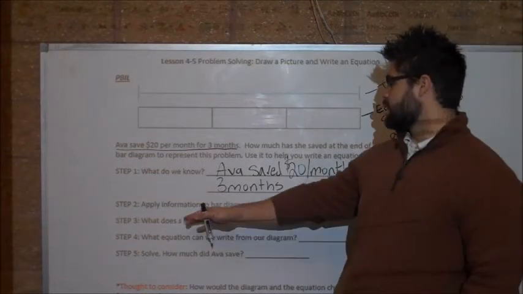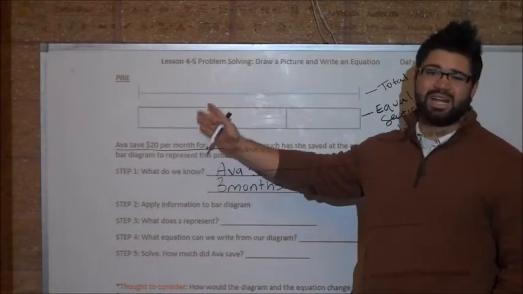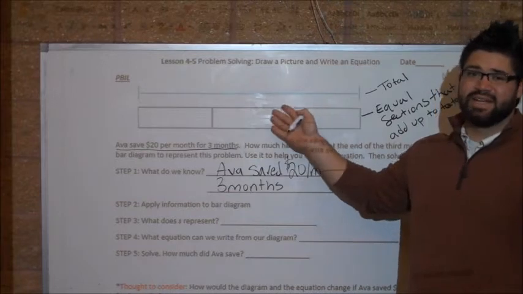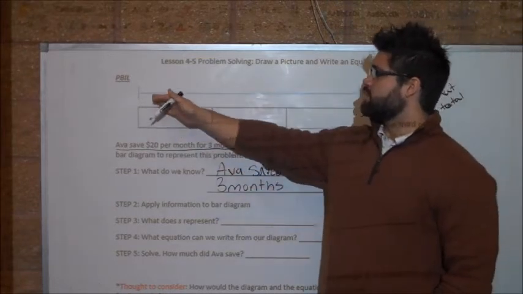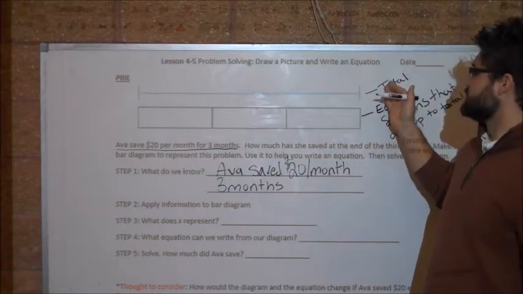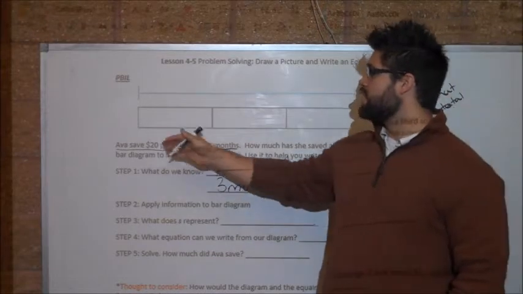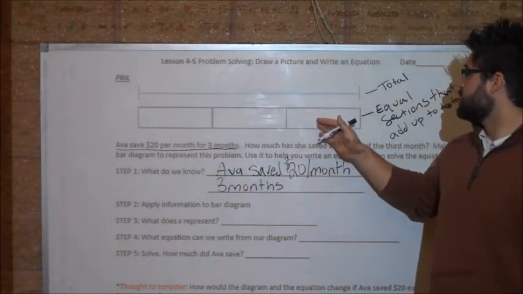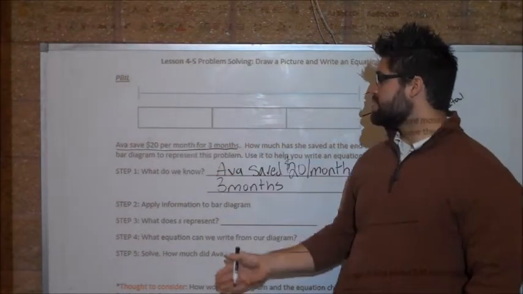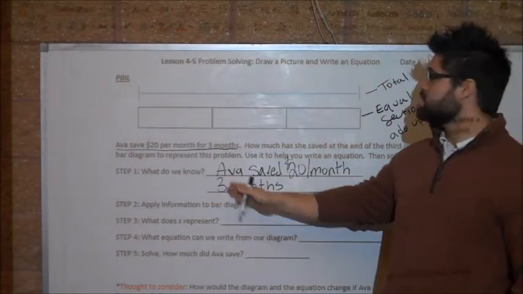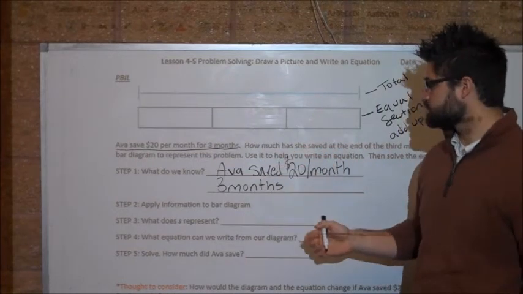Now step 2, we want to apply the information to a bar diagram. In this case, I went ahead and put the bar diagram that we're going to use. We don't have to divide it into sections. But if we were creating our own, you would create your line segment, and again, that represents the total. So this is how much she saved over the 3 months. Then we create the equal sections that are going to add up to the total. In this case, it was over 3 months, so we created 3 sections to our bar.